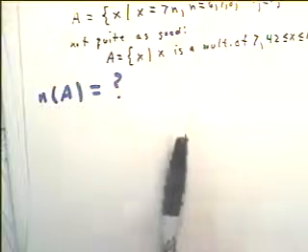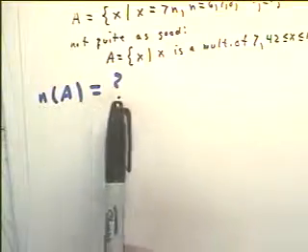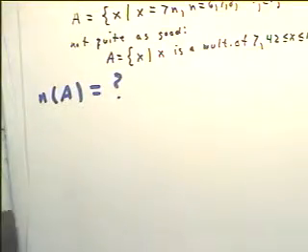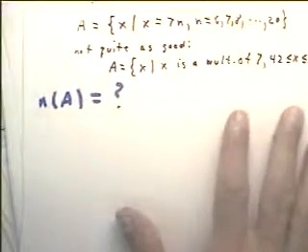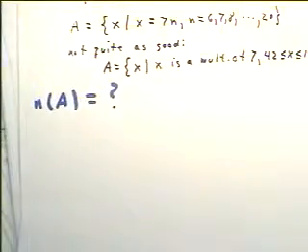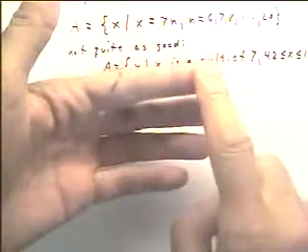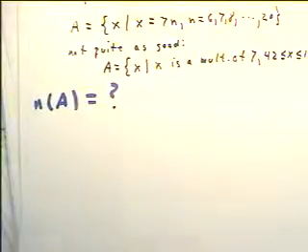Okay, now what about this one? What's the number of elements in A? What's the cardinality of A? A being the set that we just looked at. Well, how many elements are there? We could count them on our fingers. 42, 49, 56, 63, 70, 77, 84, and so forth.